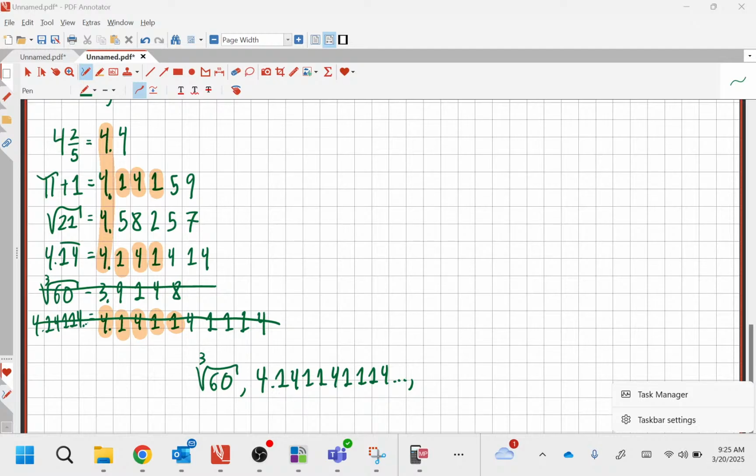Aye. Let's see. Oh, okay. So 1, 2, 3, 4. Yes, I think that's correct. Love that. I actually like the way that you've got that listed as well. We're going to go Oliver and then over here to Jayla. Aye, Oliver. So it's this one, and then the 4.14 repeating, then pi plus one, and then the 4 and 2/5 is where that came from, and that square root of 22.